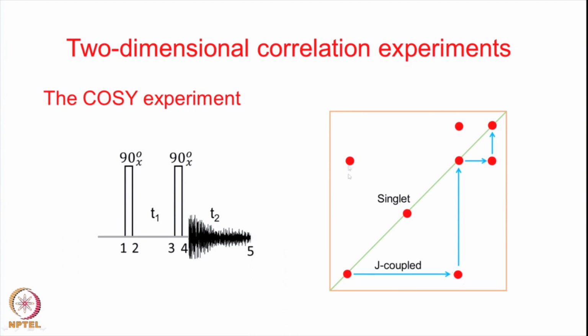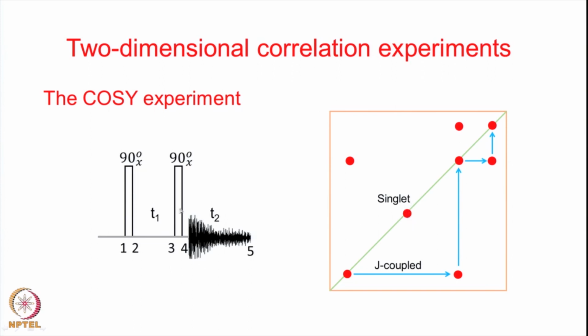So, if we have a molecule which has a network such that this spin is coupled to this spin, then it will produce a cross peak here, and if this spin is coupled to this spin, it will produce a cross peak here, and this will appear symmetrically. And if there are singlets, which are not coupled to anybody, they lie as singlets on the diagonal.